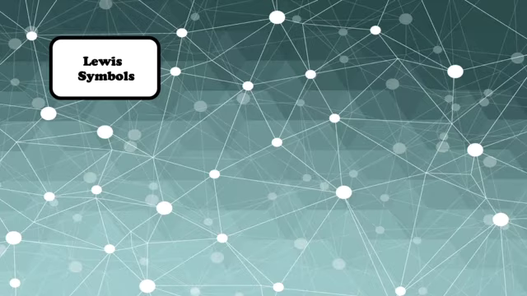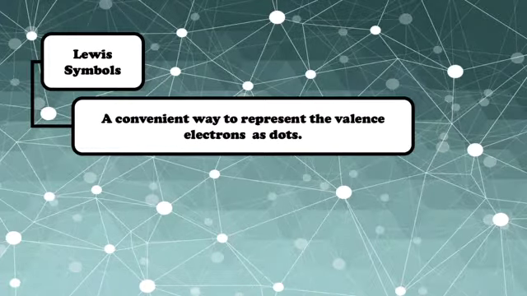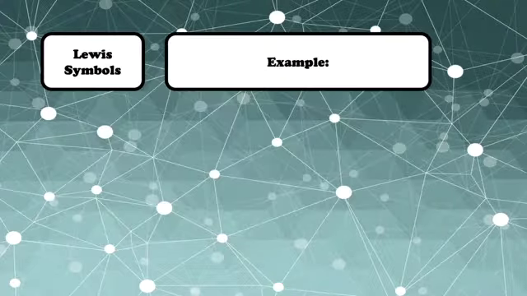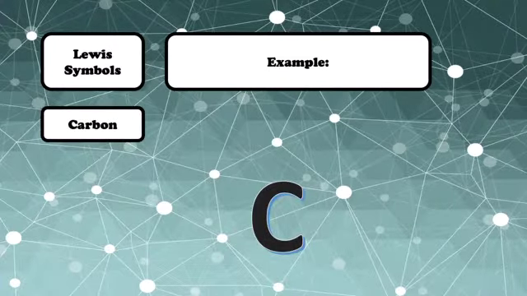Lewis symbols are a convenient way to represent the valence electrons of any atom represented as dots. These dots are placed on the sides and the top and the bottom of the symbols to represent how many valence electrons are in one particular element. So let's see, for example, I have the element of carbon. I look up carbon in the periodic table and I find this element in group 4A, which tells me that carbon has 4 valence electrons in its outer shell.